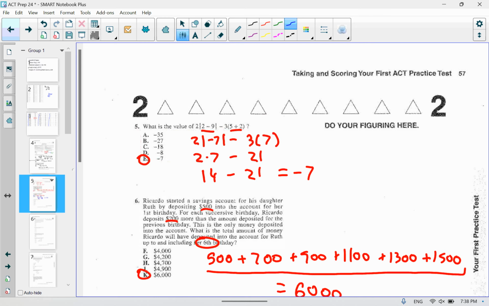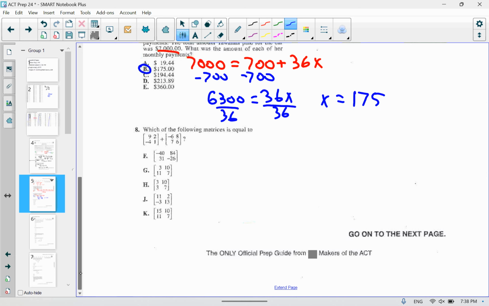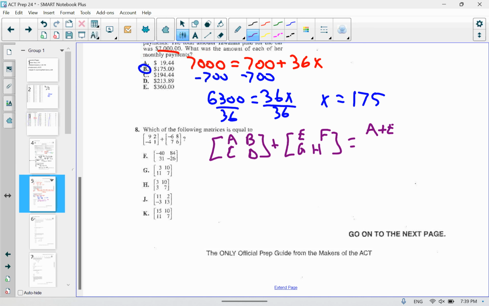Oh shoot, I missed one on the last page. Okay. Matrix addition. Matrix is actually kind of cool. When you're doing addition and subtraction, you just add corresponding parts. So if I have something like this, I just add, for example, A plus E, because they're both in the top space. You can only add and subtract when you have matrices of the same size.